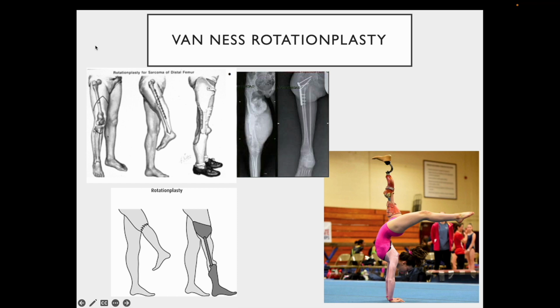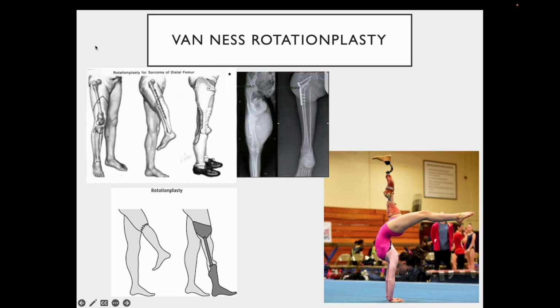As you can see in the top left image, there is a tumor in the distal portion of the femur. That portion of the lower limb is amputated, preserving the distal end. The distal leg is then rotated so that the ankle behaves like the knee, and that's the prosthesis that is formed for the patient to walk in. Patients with Van Ness rotationplasties can be very, very high functioning.